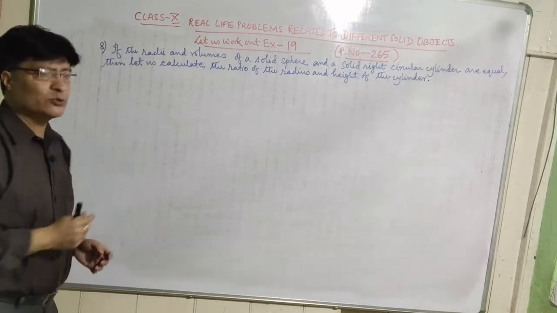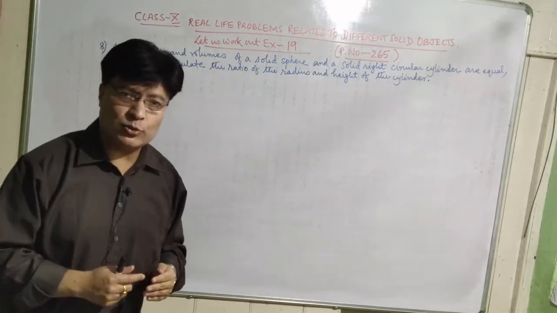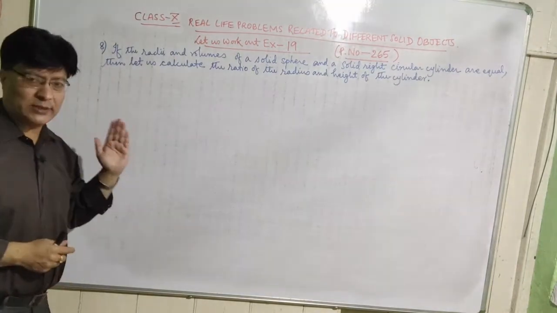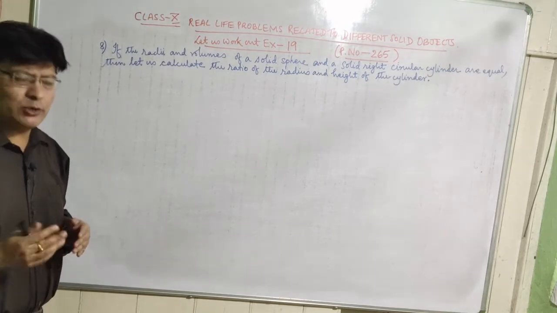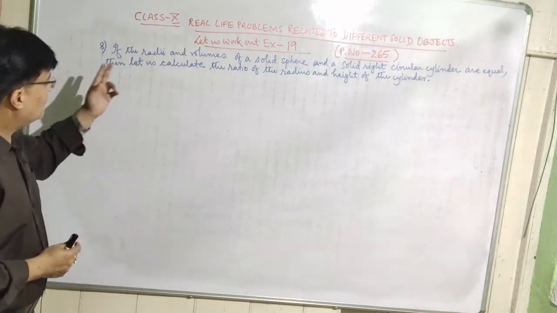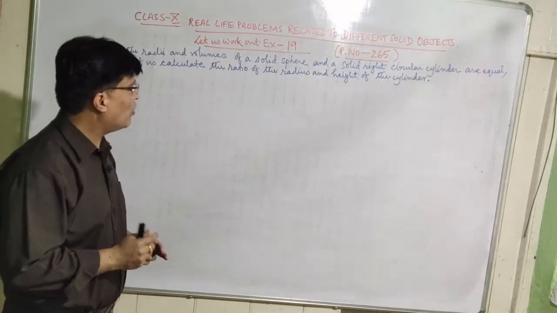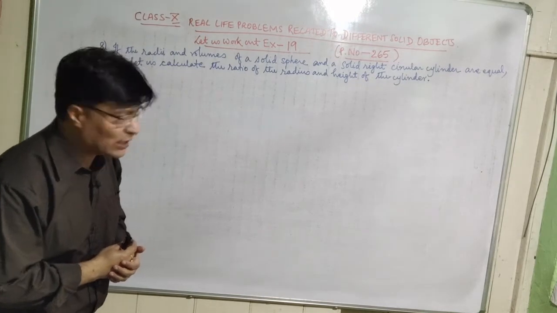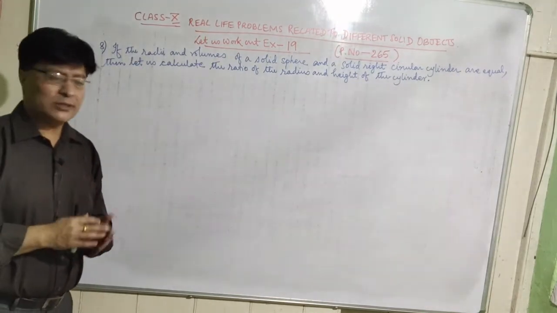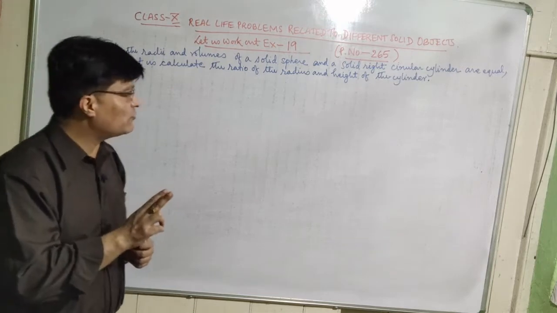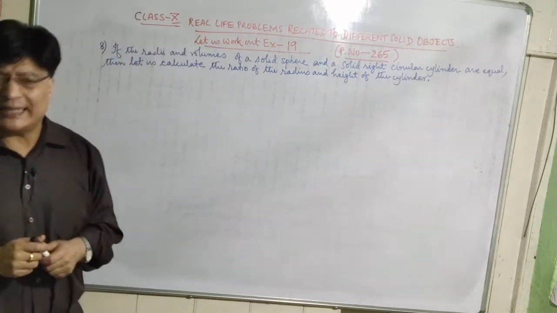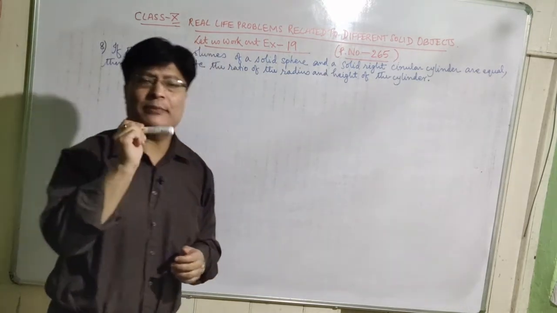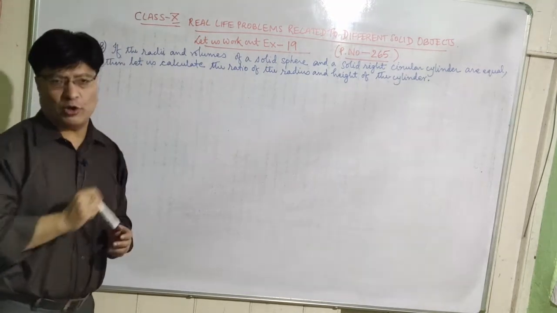In the last online class, we did question number 7. Now let's do question number 8. Just try to understand it. Now you have to understand this question, then you can easily do the problem. If the radii and the volumes of a solid sphere and a solid right circular cylinder are equal. In the question, it is given that there is a solid sphere and a solid right circular cylinder. So both of these shapes have got the same radii and the same volume.